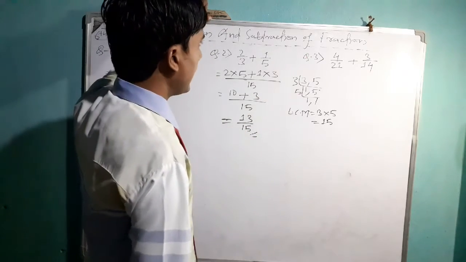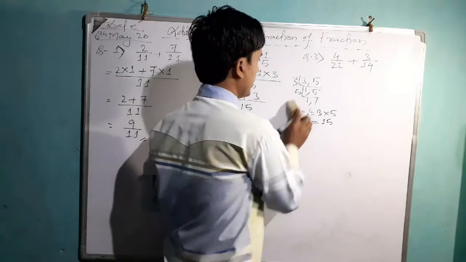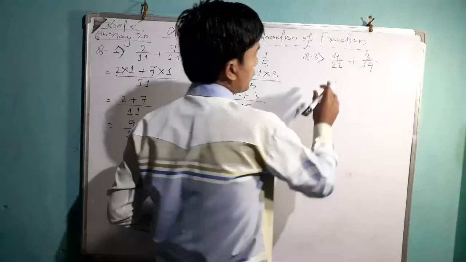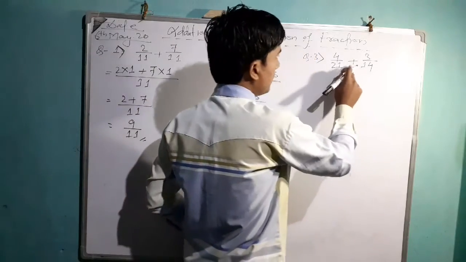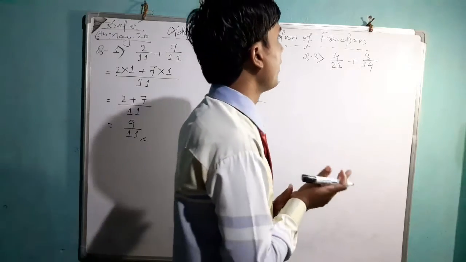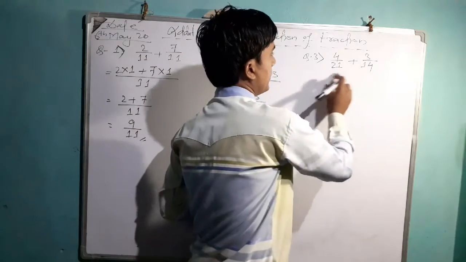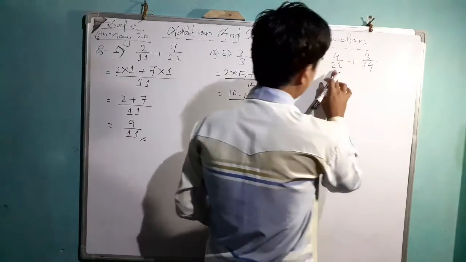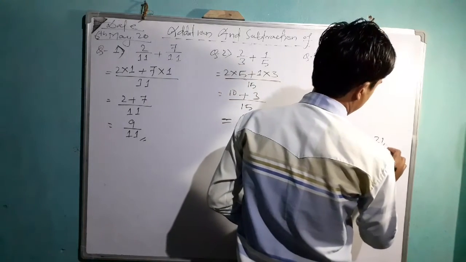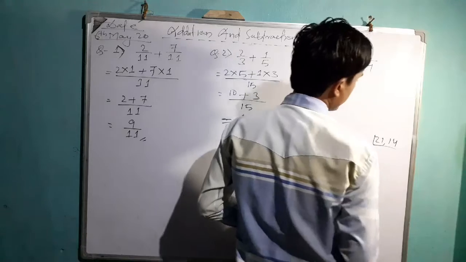The third one I have taken here. The third question is 4 by 21 plus 3 by 14. Now again what we'll do, we'll find the LCM of these denominators, 21 and 14. So let's find it out.